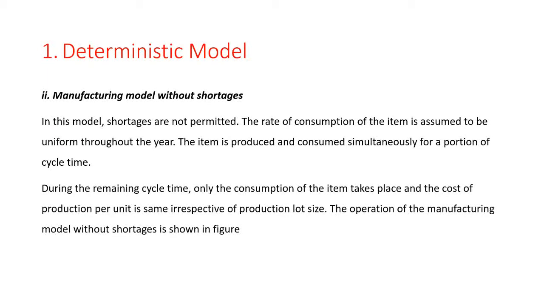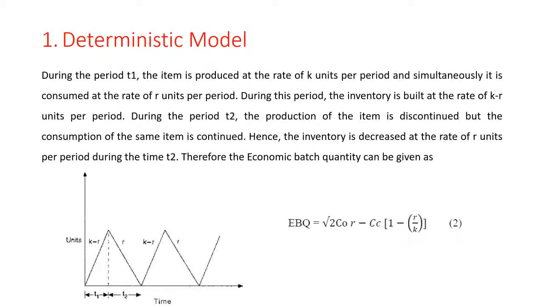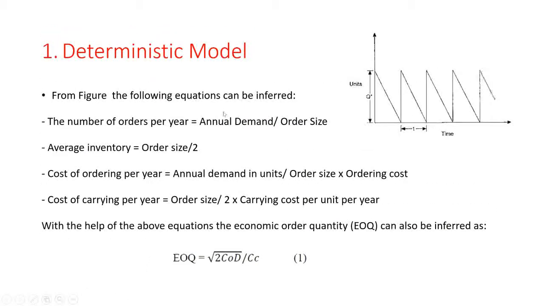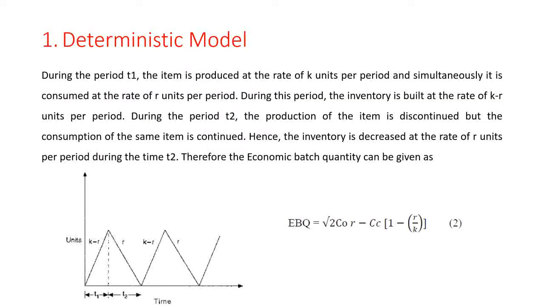The operation of the manufacturing model without shortage is shown in this figure. So here, during the time period T1, we also have time and order quantities, Q and T. Here we have time periods T1 and T2. In the previous diagram we had only the time period T throughout the purchase model. But in this manufacturing model, we have a time T1.